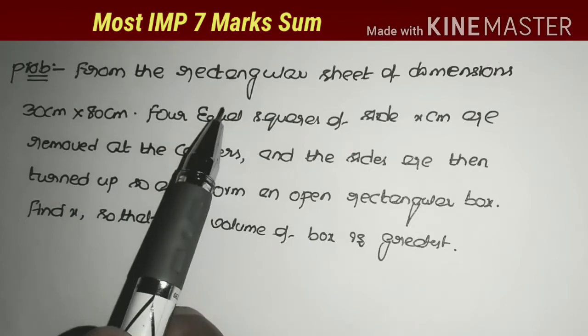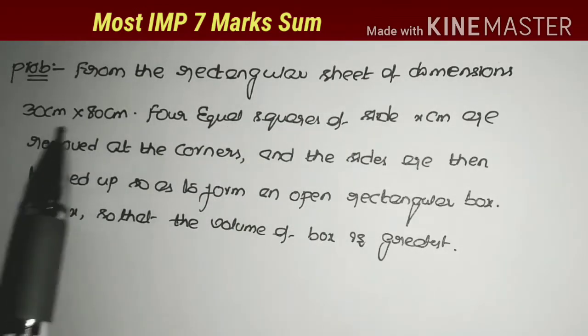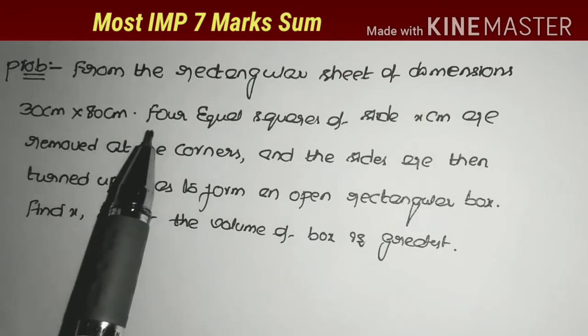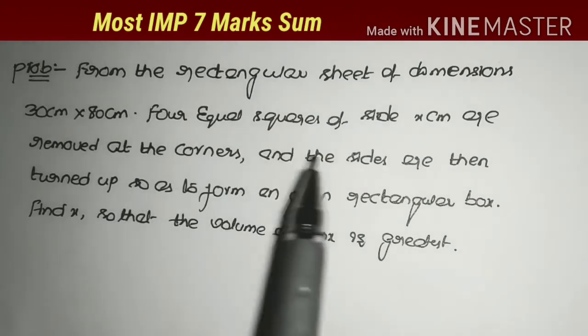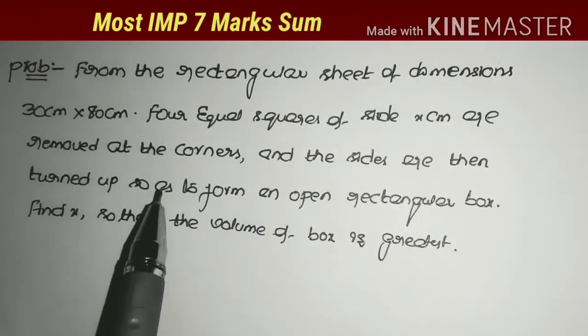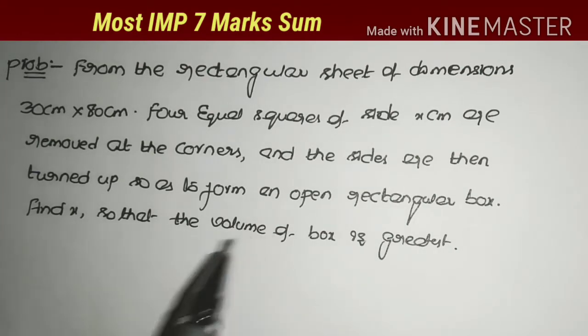Essay question from the maxima and minima. So this is the question. From a rectangular sheet of dimensions 30 centimeter into 80 centimeter, 4 equal squares of x centimeter are removed at the corners and the sides are then turned up so as to form an open rectangular box. Find the value of x so that the volume of the box is the greatest.